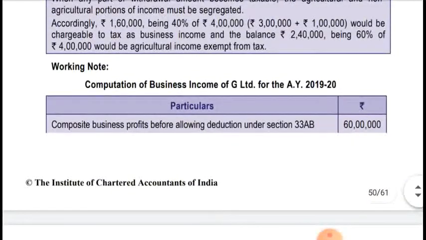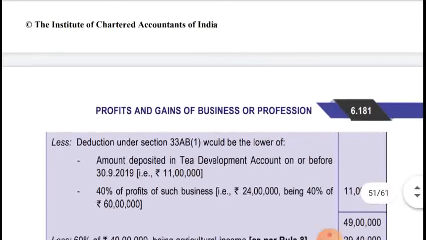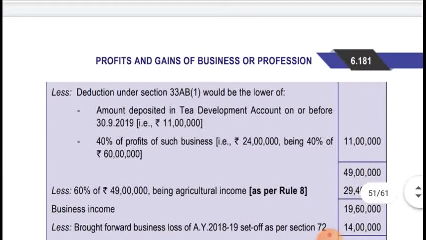Working note: computation of business income of G Limited for the assessment year 1920. Composite business income before allowing deduction under section 33AB is 60 lakhs. Less: deduction under section 33AB(1) would be the lower of the amount deposited in the T development account on or before 30th September 2019, that is 11 lakh, and 40% of profit of such business, that is 24 lakh being 40% of 60 lakh. So the lower is 11 lakh, and 11 lakh has been allowed. And profit is coming to 49 lakh.